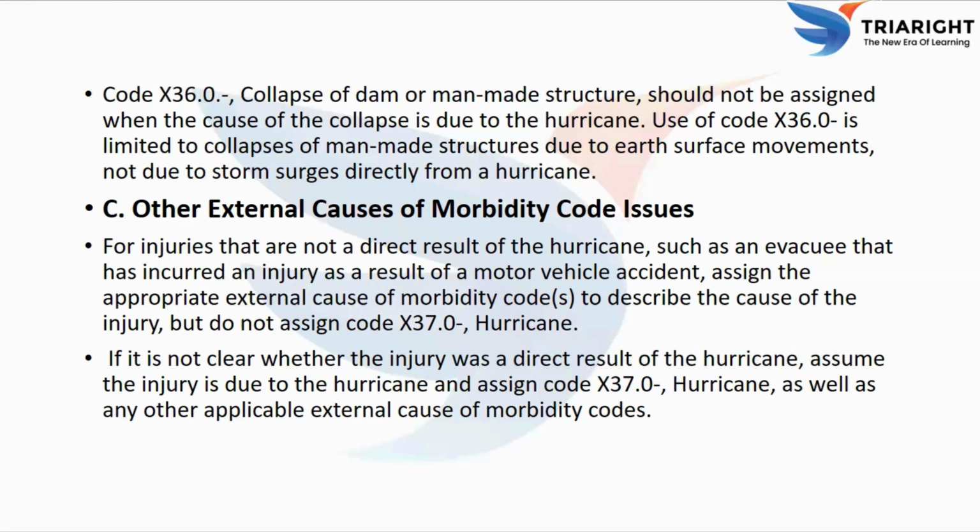So what are the other external causes of morbidity codes issues? Whenever an injury is not a direct result of the hurricane. For example, a person evacuating from the hurricane is injured in a car accident. So what codes do you have to assign over here? You have to use codes for the car accident, but you should not use X37.0 because the hurricane did not directly cause the injury.